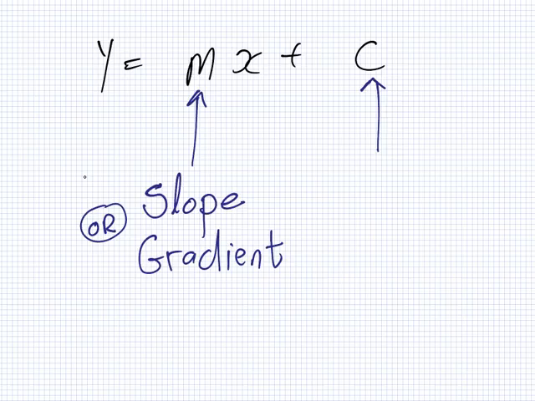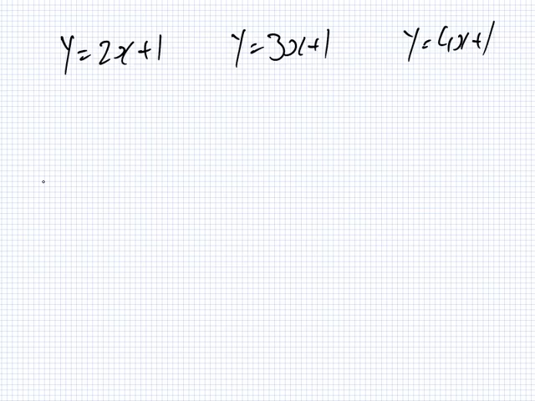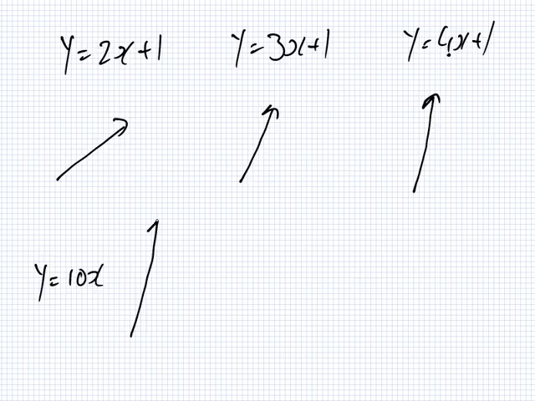Explain this, yeah? So, if I just go here for 1 minute. If you have y equals 2x plus 1, y equals 3x plus 1, y equals 4x plus 1, the difference is different slopes. The line points up more if the slope is bigger. So if you have like y equals 10x, it points up more. What about if you had minus 2x? It's going down.